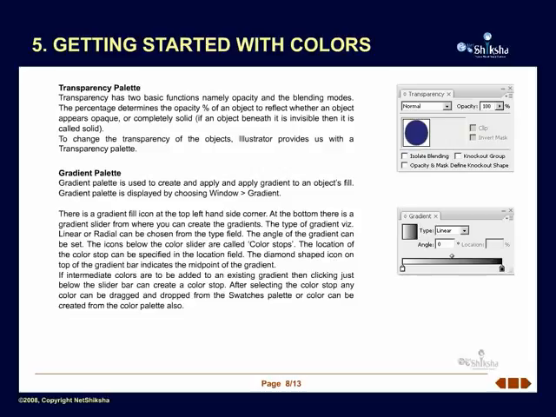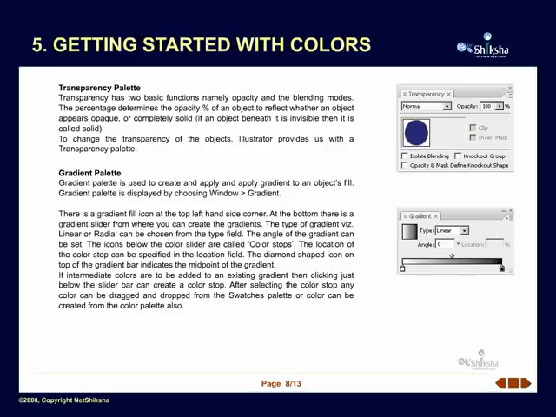Gradient palette. The gradient palette is used to create and apply gradients to an object's fill. The gradient palette is displayed by choosing Window and then Gradient. There is a gradient fill icon at the top left-hand side corner. At the bottom there is a gradient slider from where you can create the gradients. The type of gradient, viz. linear or radial, can be chosen from the type field. The angle of the gradient can be set.